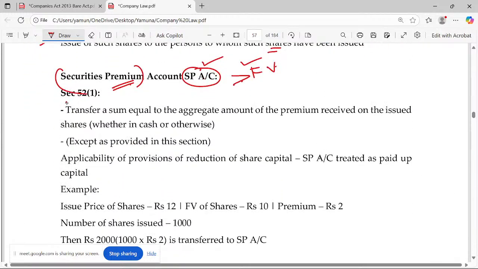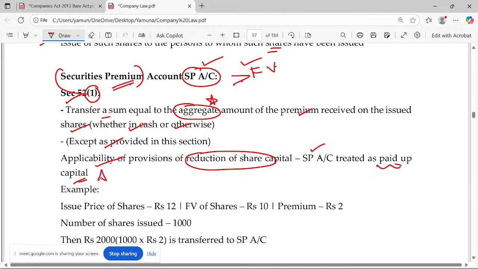Directly we are going to cover section 52 subsection 1. Transfer a sum equal to the aggregate amount. Probably you might be knowing this, because we might have done this in company accounts. So the aggregate amount of the premium received on the issued shares, whether in cash or otherwise, except as provided in this section, is applicable on reduction of share capital with respect to securities premium account treated as paid up capital. Please highlight this. Consider as paid up capital.